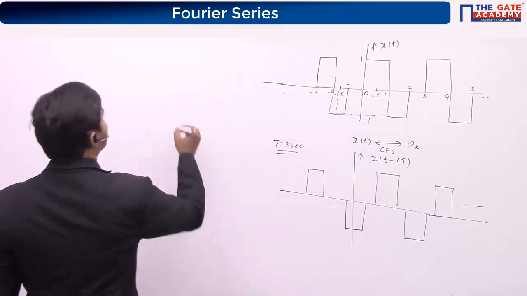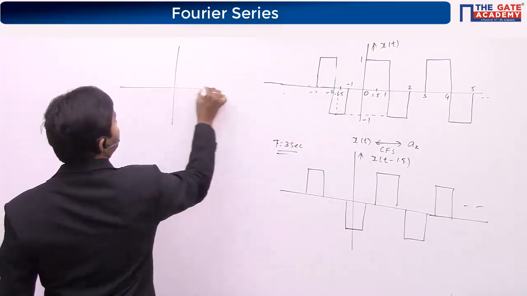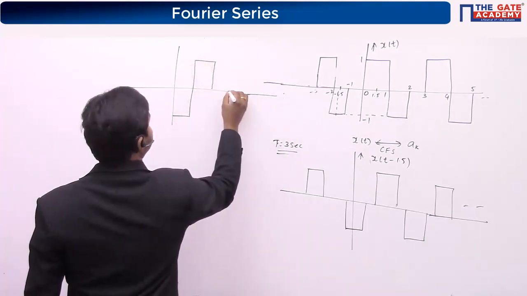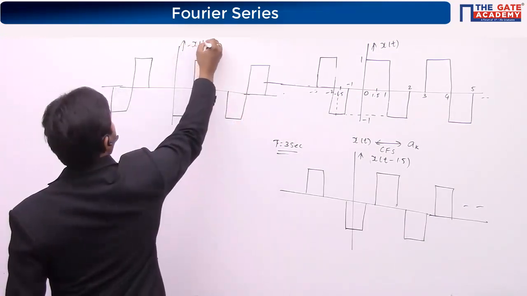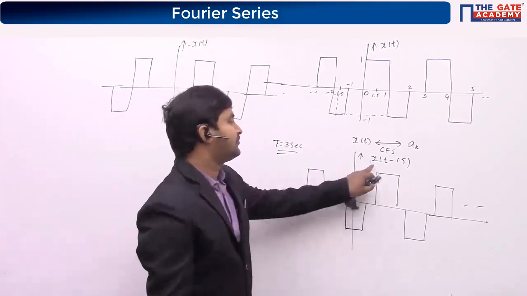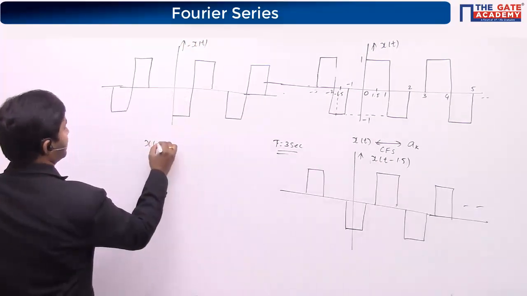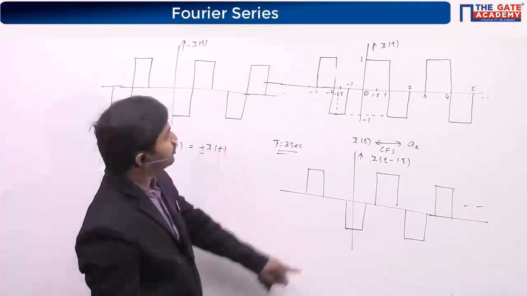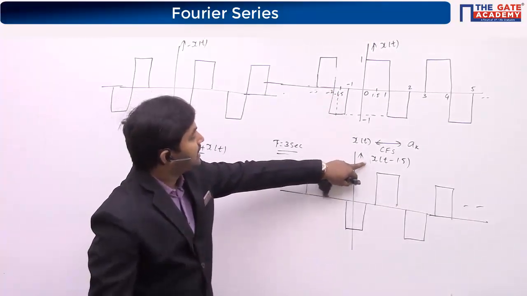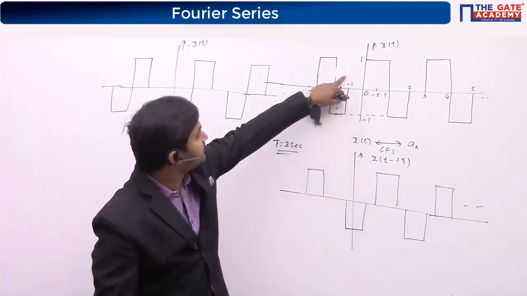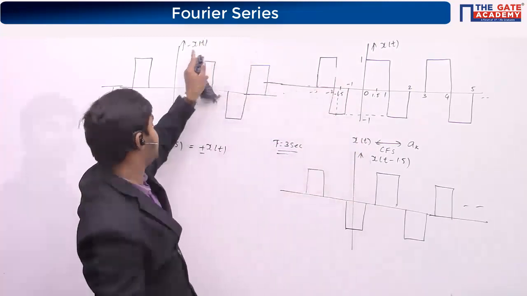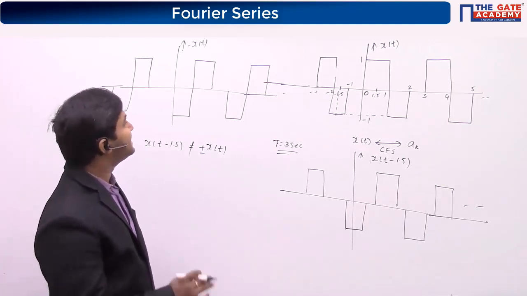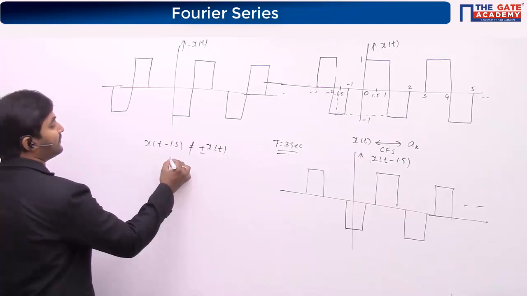Now let us compare it with minus of x of t. We know the minus of x of t function is something like this. Now if you compare x of t minus 1.5, whether it is equal to x of t, of course this is not equal to x of t. It is not even equal to minus of x of t. So what I can say here is that it is not satisfying half-wave symmetry.